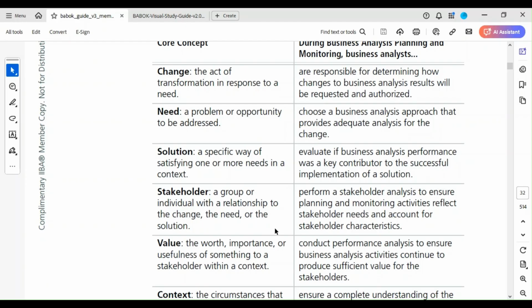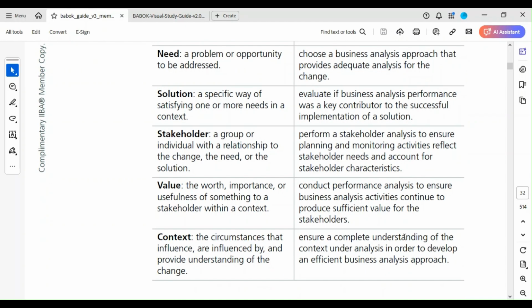Stakeholder, a group or individual with a relationship to the change, the need, or the solution. So at this stage, business analysts perform a stakeholder analysis to ensure planning and monitoring activities reflect stakeholder needs and account for stakeholder characteristics. Value, the worth, importance, or usefulness of something to a stakeholder within a context. Now, at this stage, the business analysts under planning and monitoring conduct performance analysis to ensure business analysis activities continue to produce sufficient value for stakeholders.